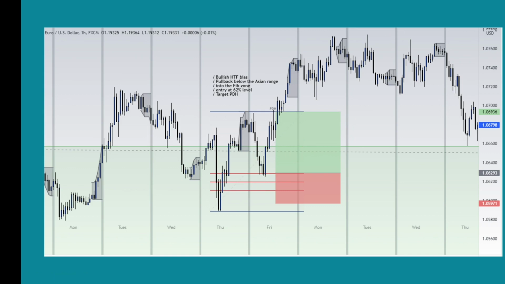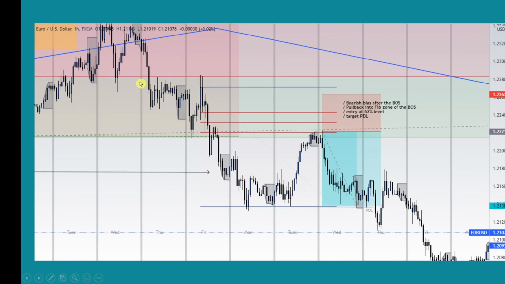A second example is a short entry from the euro-dollar 1 hour chart. As explained before, now our high time frame bias turned bearish, and from the break of structure price action we are anticipating a pullback into the fib zone. As soon as the price reaches the 62% level, we enter short with the previous day low as target. Many more of these examples can be found on any time frame.